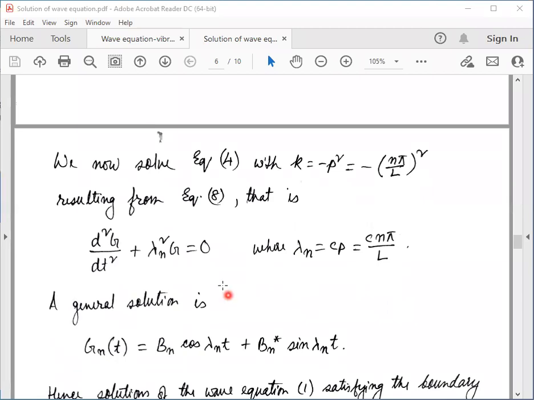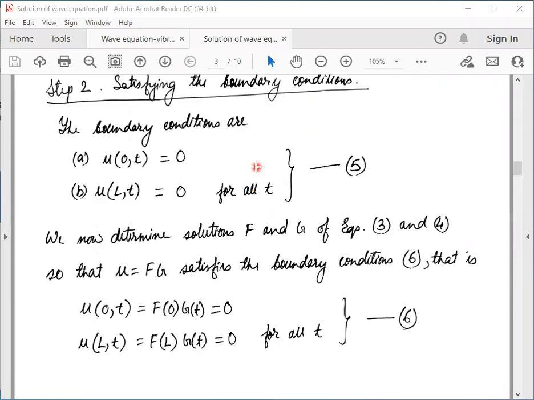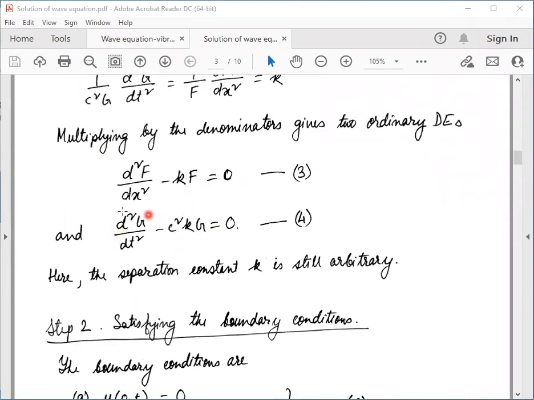So now we solve equation 4. And what is equation 4? Equation 4 is the differential equation for the time dependent part g. So that is d2g by dt square equal to c square k times g equal to 0. And we just saw that k is equal to minus p square. So instead of k, I shall write minus p square. So this will become d2g by dt square plus c square p square g.